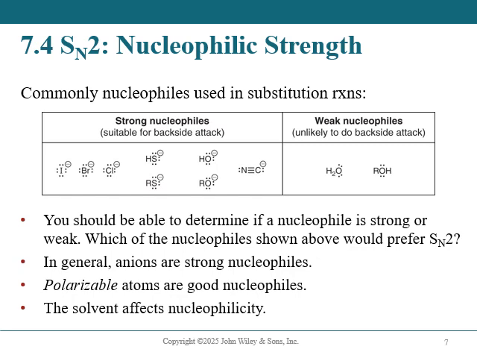Some nucleophiles for you to familiarize yourself with. We have strong and weak nucleophiles. Strong nucleophiles, you can see them here. They tend to be small, concentrated, negatively charged species, whereas here you have neutral, although highly polar species. These are unlikely to do backside attacks, they're weak, and then suitable for backside attack, small, highly negatively charged species. In general, anions are strong nucleophiles, like we just saw. Polarizable atoms are good nucleophiles. And one thing that we will see towards the end of the chapter is the solvent effect. Solvent does have an effect on nucleophilicity.